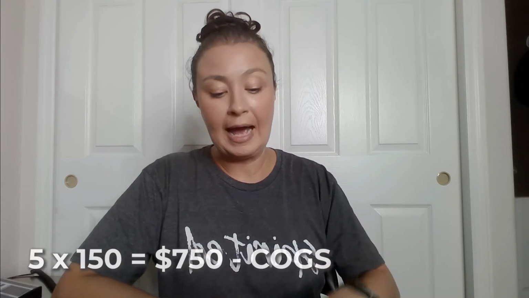So an average of $5 times I sold 150 items, that puts us at $750 of cost of goods sold. So we're at $3,675 minus $750. Now that leaves me with $2,925. Okay? What's my overhead?